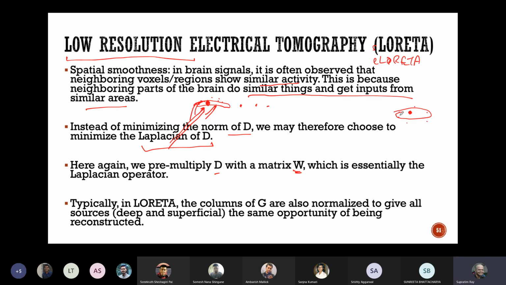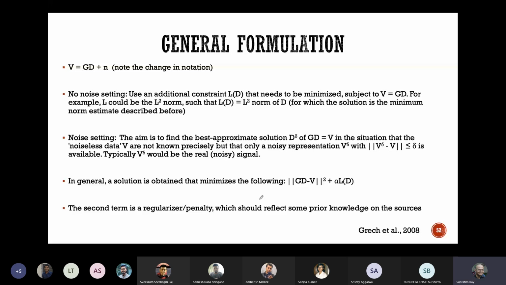And then in Loretta, deep and superficial sources are also given the same opportunity by normalizing the columns of G, so that the superficial ones don't get an advantage over the deep ones. So we will see this in a formal way next, and then this will become clearer. So the general formulation is as follows.